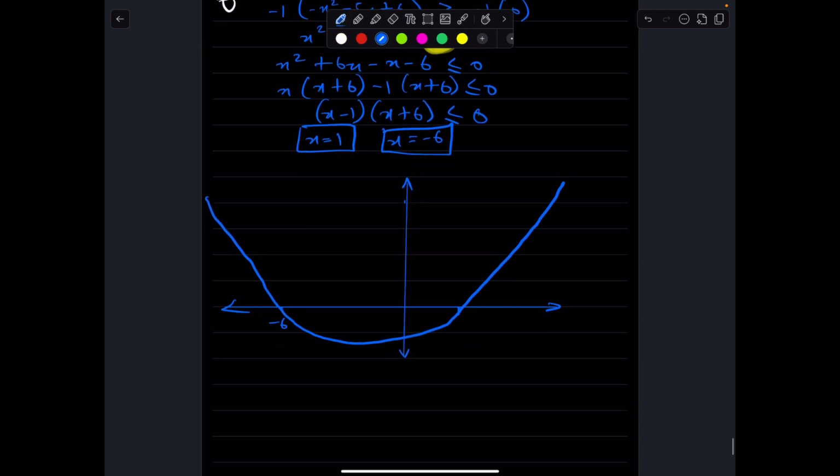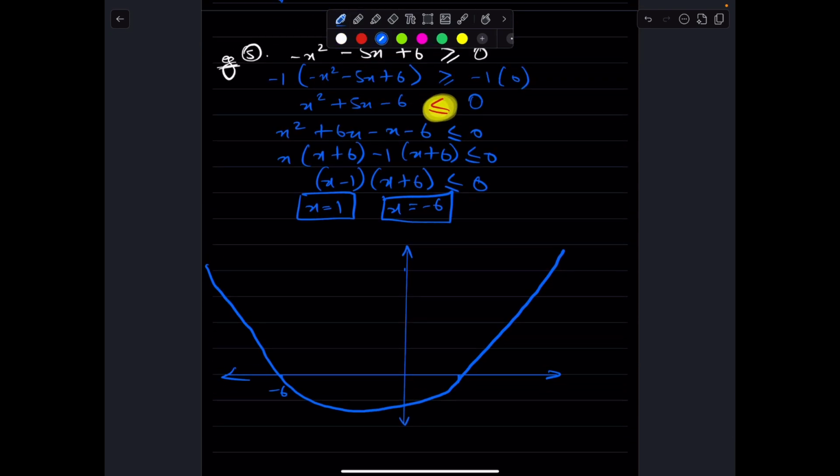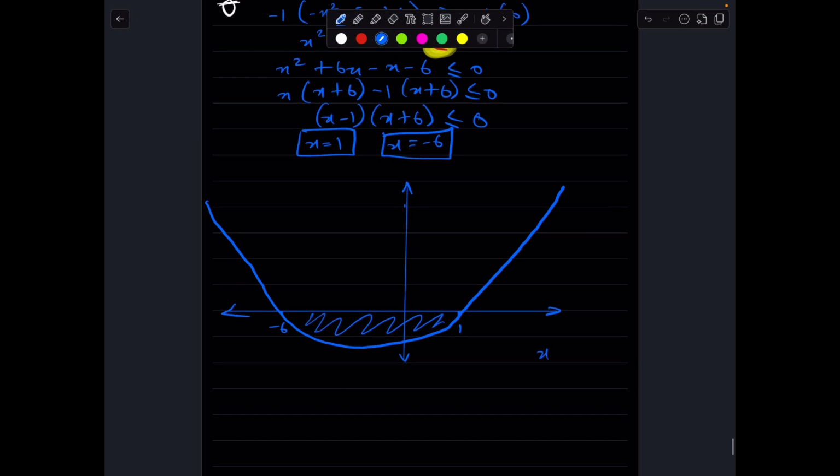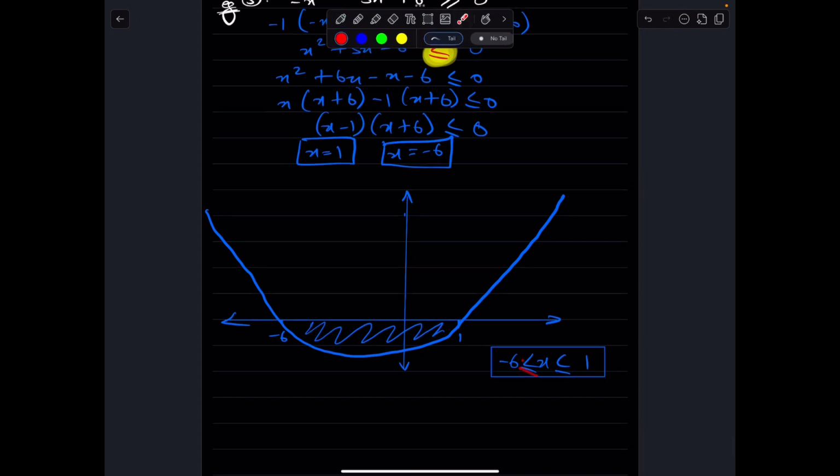So now, after converting this to a minimum curve, we require the region below the x-axis. So shade this region, and the final inequality would be that x lies between minus 6 and 1. And also don't forget this equals to, since we have an equals to here.